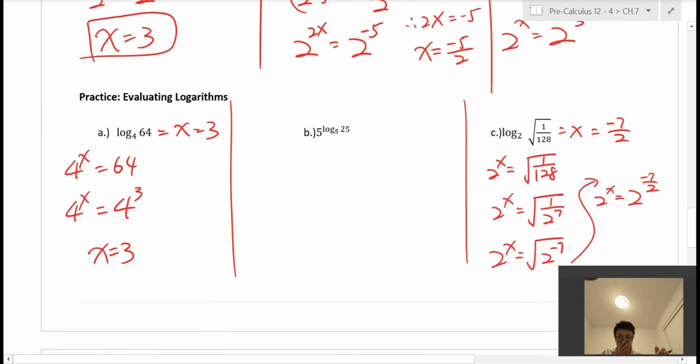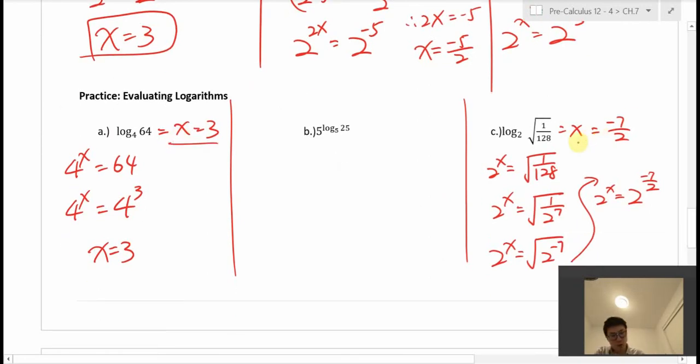Alright, so I hope you got these 2 answers as your result for part A and part C. I left part B here because that one is a little bit different than the ones I showed you. So I'm going to do this one with you. But hopefully you got 3 and negative 7 over 2 for A and C. Okay, part B, this is not in the log form. This is in the power form. So guess what we're going to do? We're going to turn this into log form.